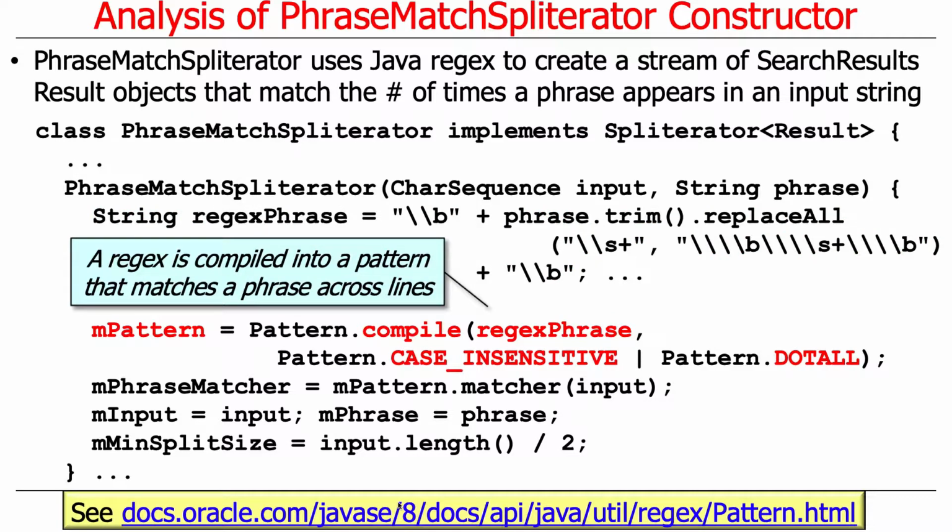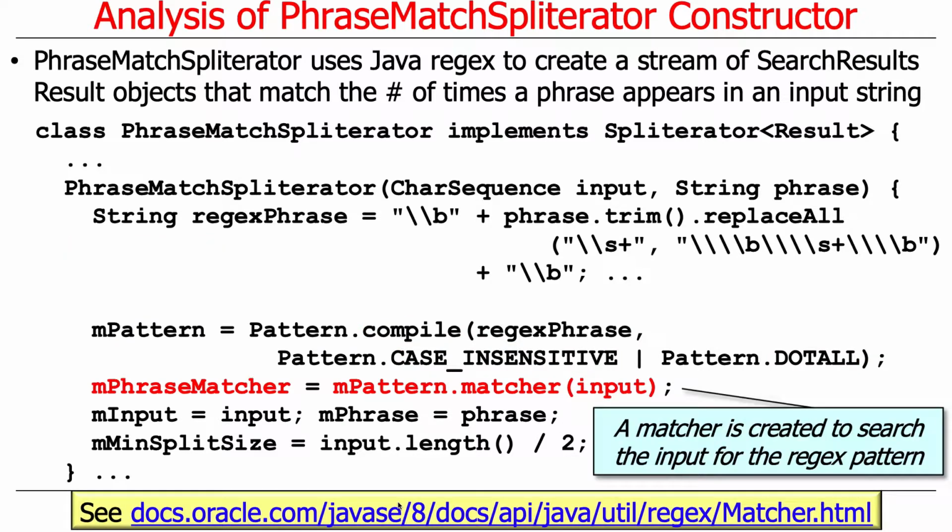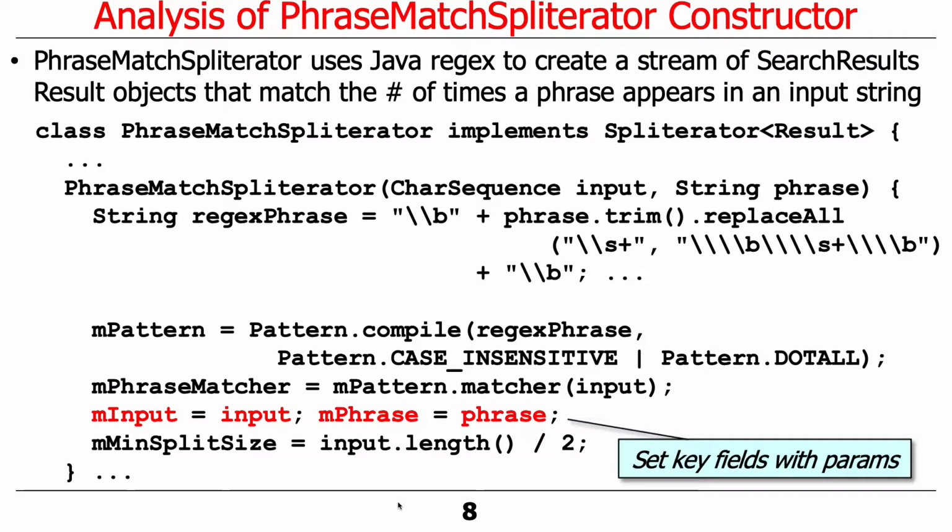The next thing we do is we go ahead and compile that regular expression, and we want it to be case insensitive, so lowercase and uppercase characters are treated the same. We want it to match across lines, and we then take that regular expression pattern and associate it with a matcher. The matcher is going to take the input and the regular expression and create a phrase matcher. And that's what's going to be used to actually look up each of those phrases. We then stash away the parameters, the input and the phrase, into local fields.